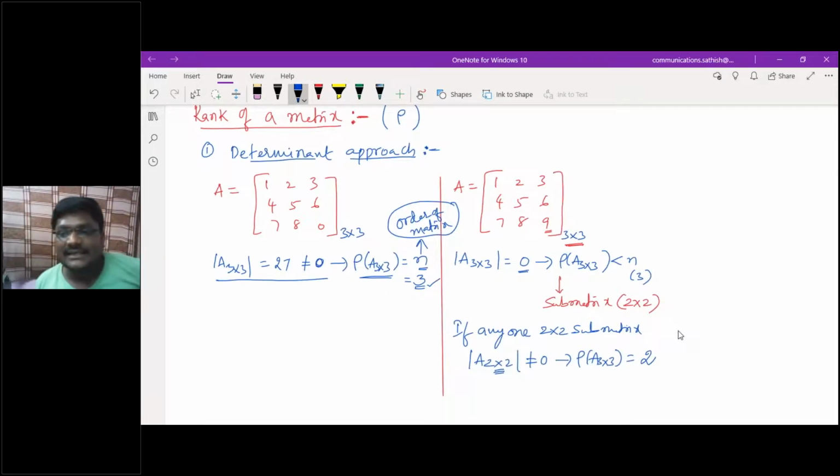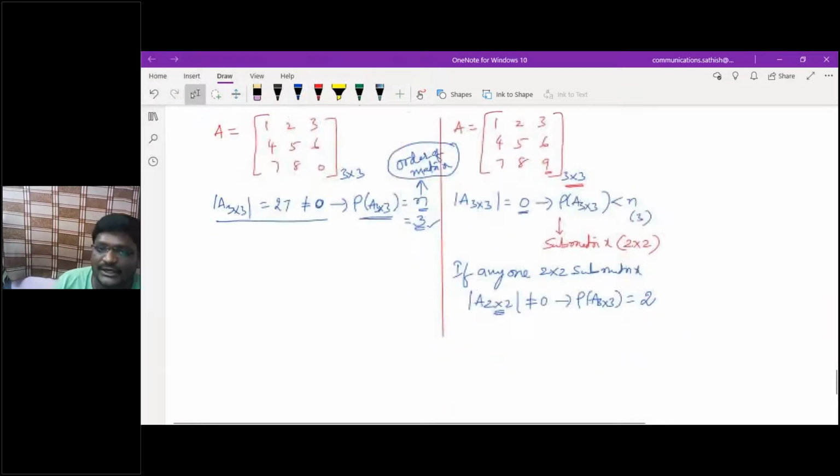Sometimes all the 2 by 2 submatrix determinants are equal to 0. That case also exists. For a skew symmetric matrix, all the 2 by 2 submatrix determinants will become 0. Then in that case, what do I need to test?